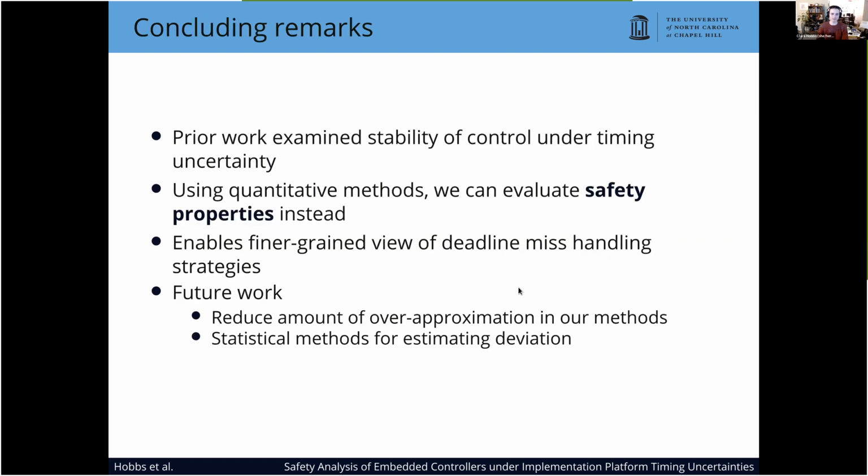And so the final takeaways: prior work examined the stability of control under timing uncertainty, but using our quantitative methods, we can evaluate safety properties instead, which enables a finer grained view of deadline mishandling strategies than has been possible before. And in the future, we plan to reduce the amount of over approximation using more advanced reachability methods and also consider statistical methods for estimating deviation.